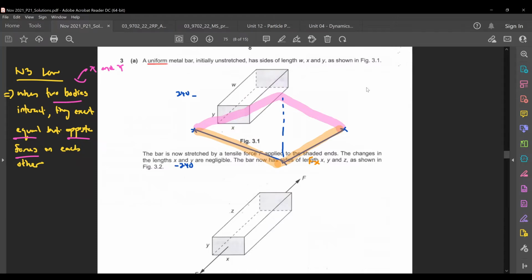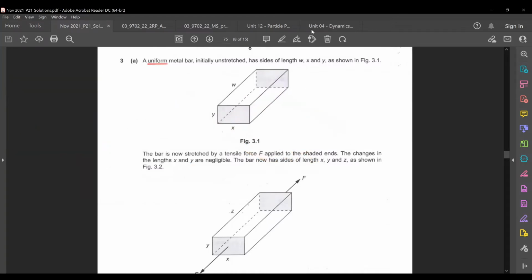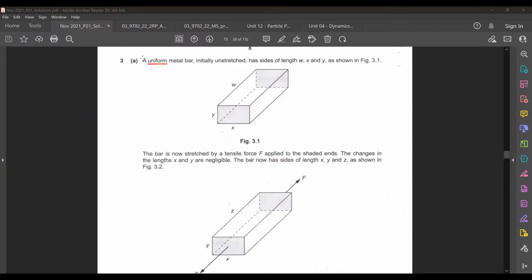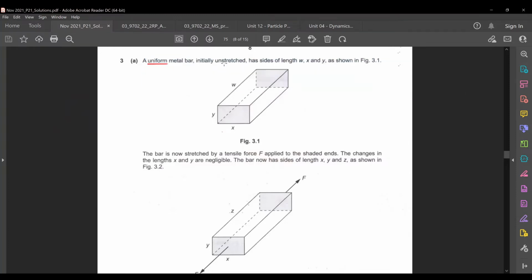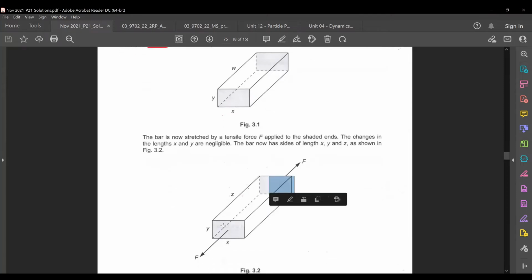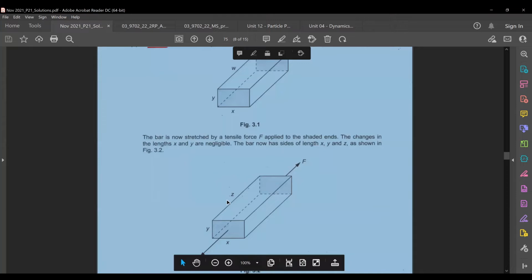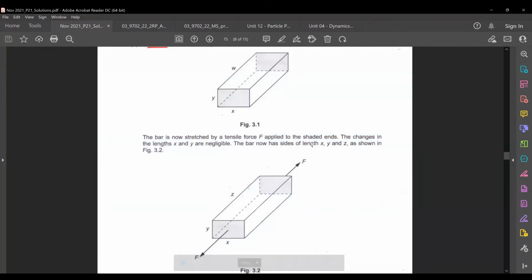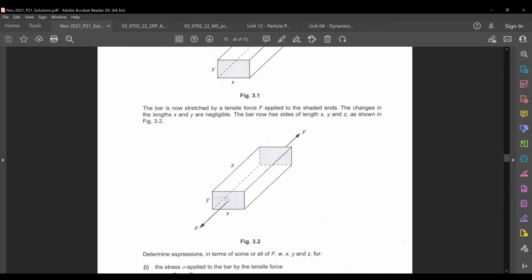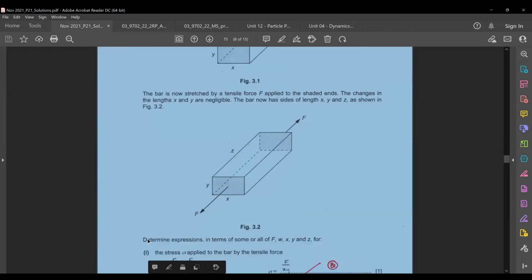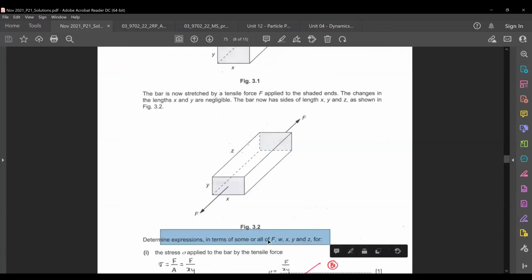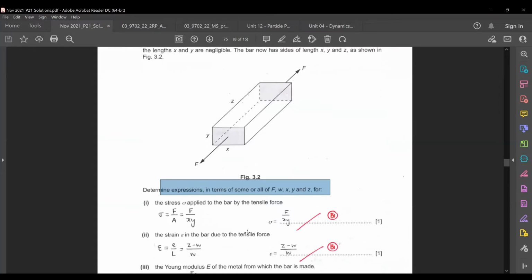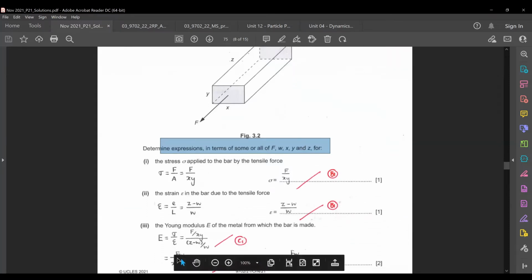Then we move on to part 3. Part 3 will be very straightforward. Now 3A. A uniform metal bar initially unstretched has sides of length W, X, Y as shown in figure 3.1. The bar is now stretched by a tensile force F applied to the shaded ends. The changes in lengths X and Y are negligible. The bar now has sides of length X, Y, and Z as shown in figure 3.2. Determine expressions in terms of some or all of the variables F, W, X, Y, and Z for the stress sigma applied to the bar, the strain epsilon, as well as the Young's modulus.